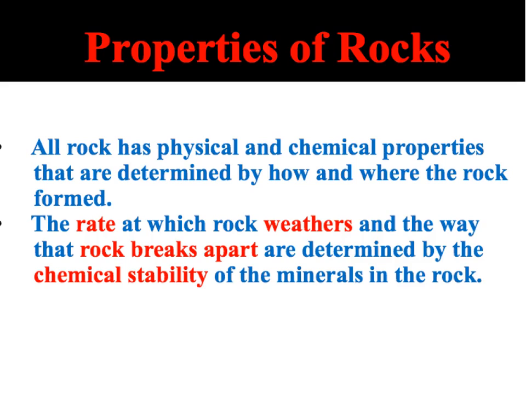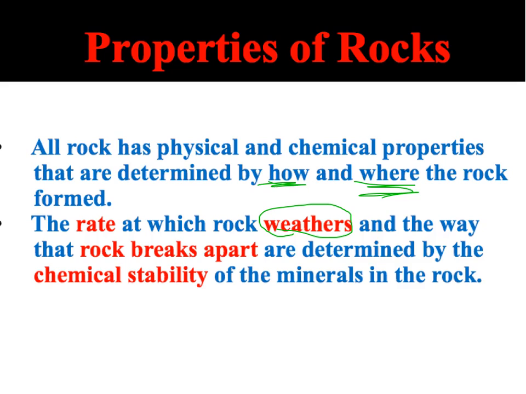So rocks themselves, now we know how they form. It depends on how they form as to what class they are. But the rocks themselves have physical properties and chemical properties that are all determined by what they are made out of. They're determined by how they're formed, where they're formed, what formed them. All right? Certain rocks weather or break apart faster than other rocks.